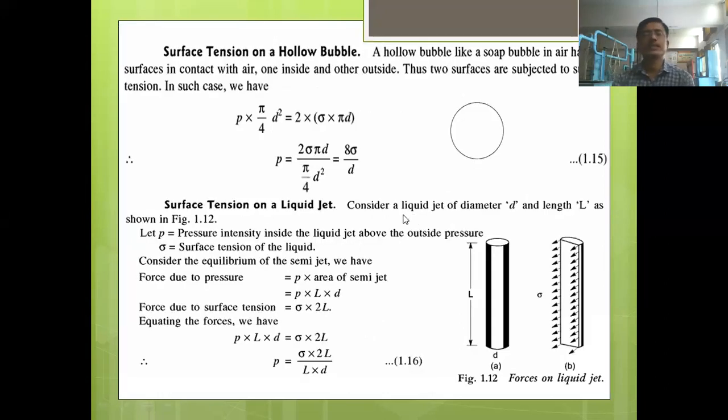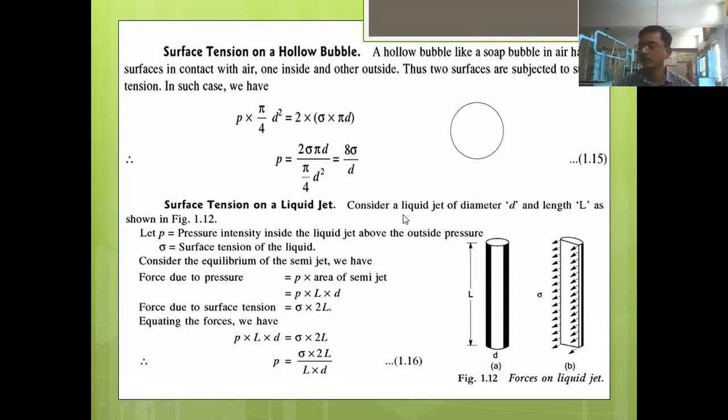Then this is the second title or second derivation, we can say: surface tension on a hollow bubble. Try to understand all this derivation part, how we are deriving this formula, because once you understand how this formula has been derived, it will become very easy for you to understand and solve the problems. Okay, don't just learn the formulas by heart. Try to understand the concept behind them, so that while solving problems you will not face any kind of trouble. That is the title, surface tension on a hollow bubble.